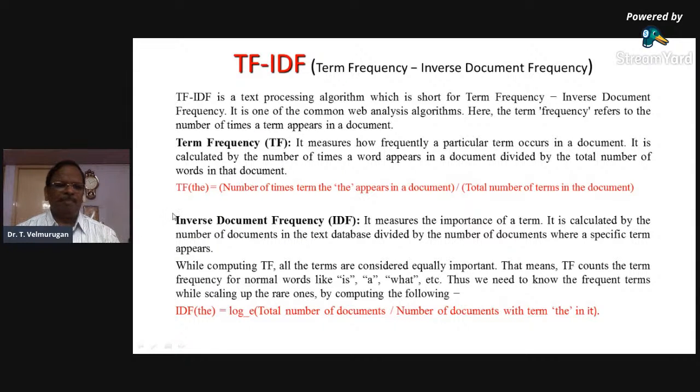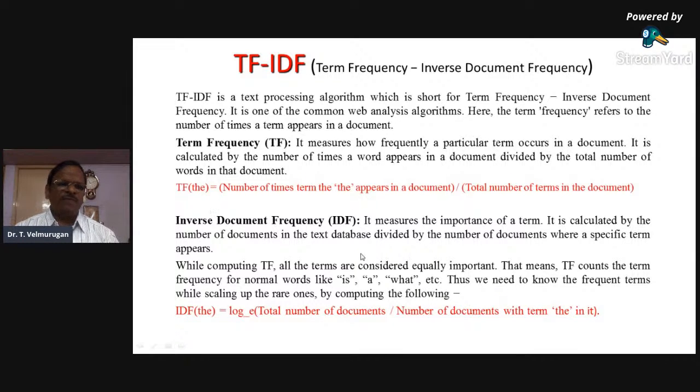So TF equals the number of times the term appears in a document divided by the total number of terms in the document. Suppose in a particular text document there are 1,000 words, and the word the is available only 110 times. Then 110 divided by 1,000 is the term frequency.